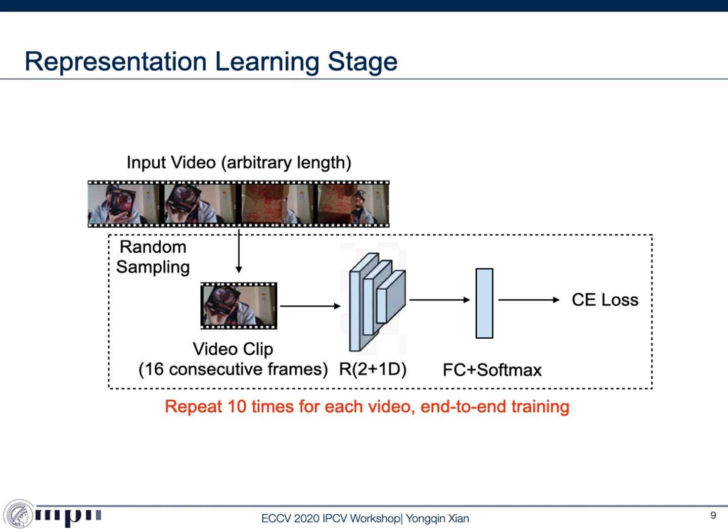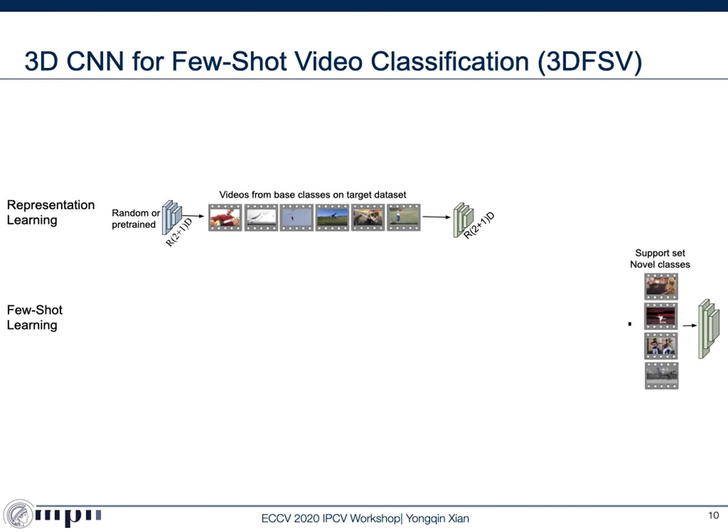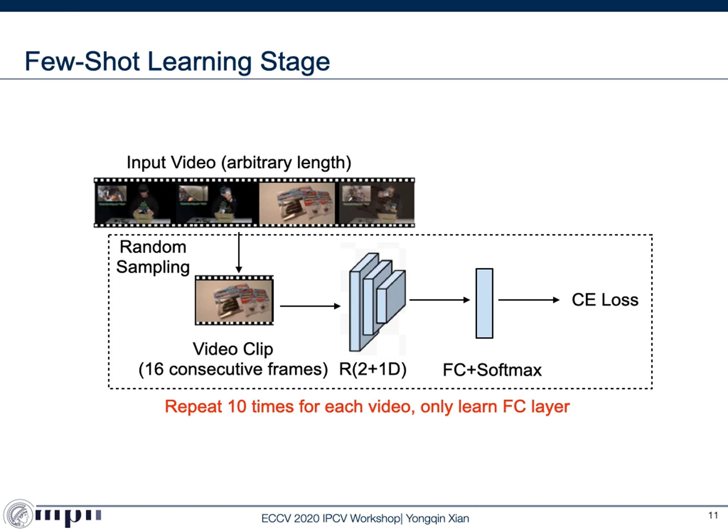It is worth noting that we perform temporal data augmentation by repeatedly sampling 10 different video clips from one training video. In the second stage, we would like to learn classifiers for novel classes with only a few short videos per class. In this stage, we simply fix the R(2+1)D backbone and only learn the FC layers with few short videos. Again, we apply temporal data augmentation by sampling 10 different short video clips from one video.